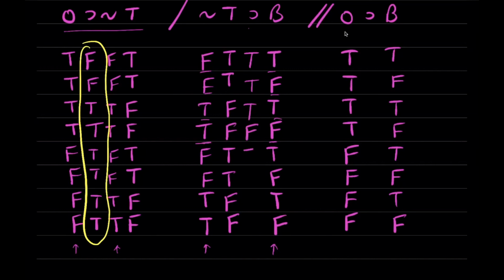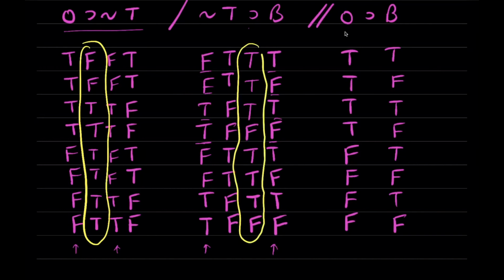False implying true. That's true. False implying false. That's true. True implying true, that's true. And here's our weird case again, true implying false, that's false. And I'm going to circle the values underneath that operator because those are the values we care about for premise 2.